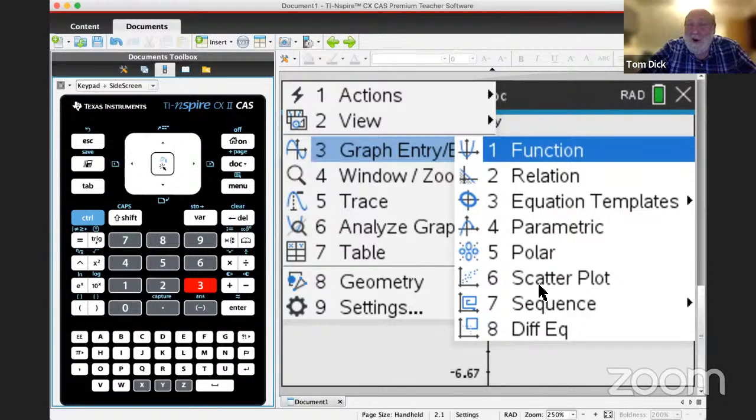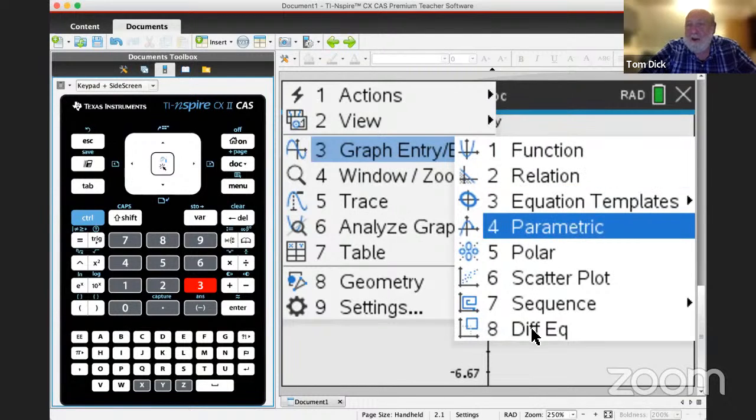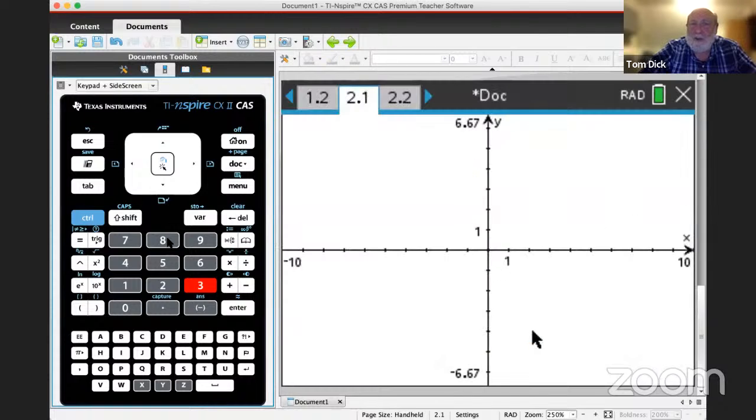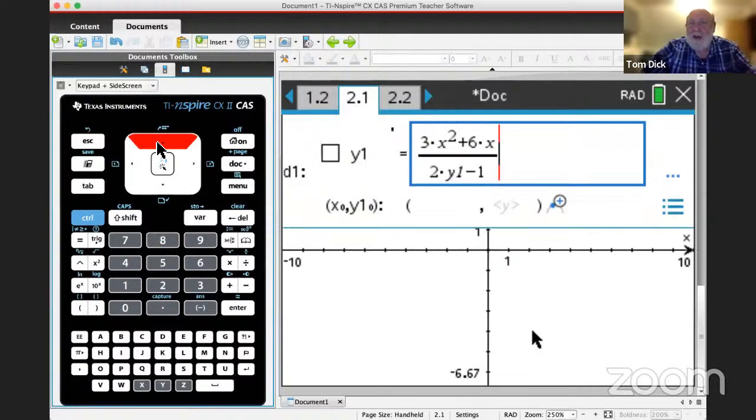And here are all the different plotters we have. So we have function, we can do polar, scatter plots, parametric. But down here at the bottom is differential equations. And you might be saying, wow, you're really getting far afield here. This is implicit differentiation. But let me pull up the differential equation plotter. And I'm going to show you what I've put in for y1 prime.